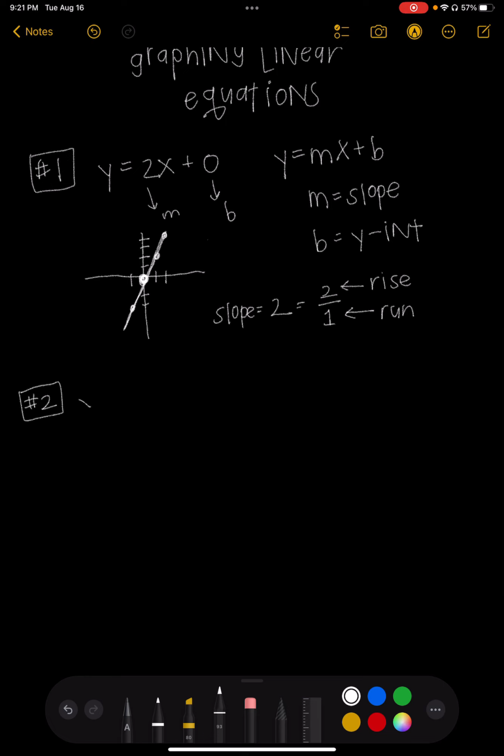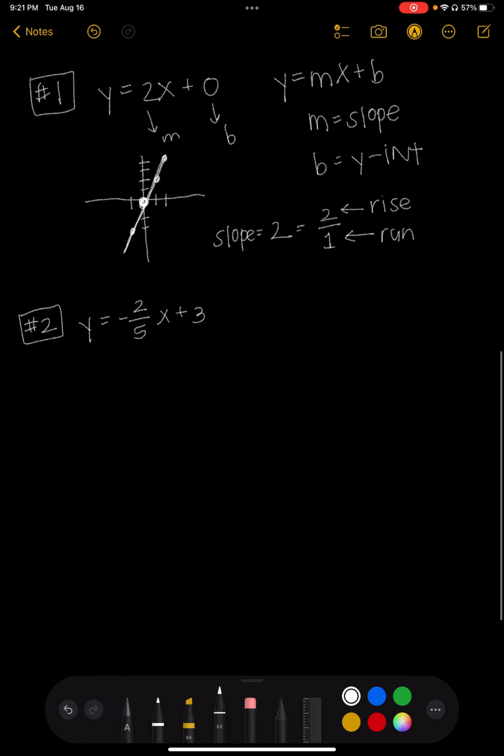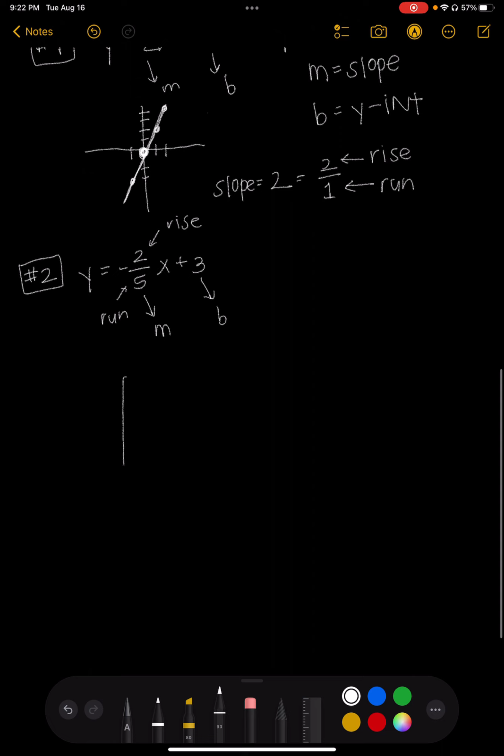This example we're going to say is y equals negative 2 over 5x plus 3. Okay, so once again, we're going to say that this is our slope, this is our y-intercept, and this slope already started as a fraction, so we don't need to worry about that. We know that this is the rise, and then the 5 is the run. Okay, so let's draw a graph.